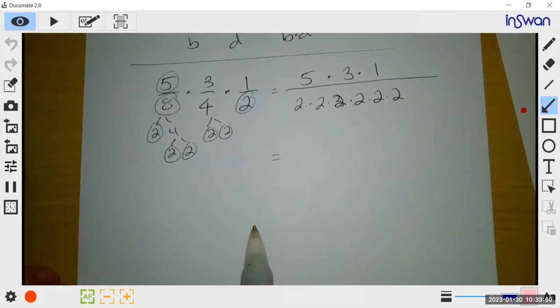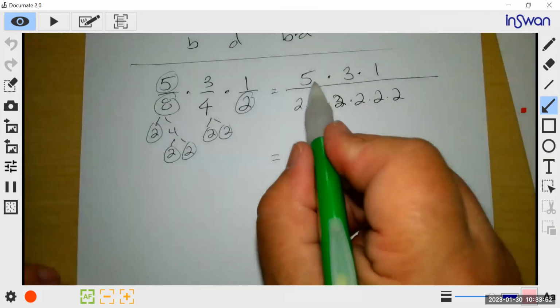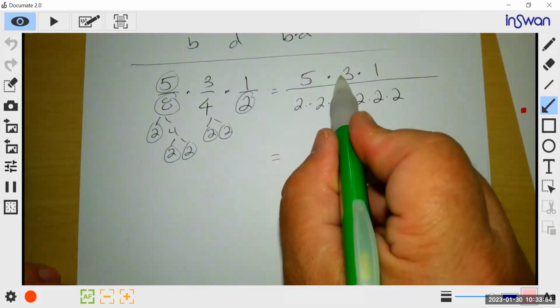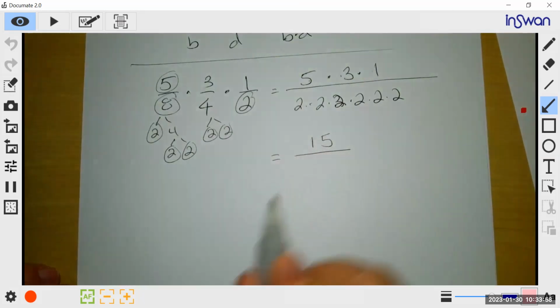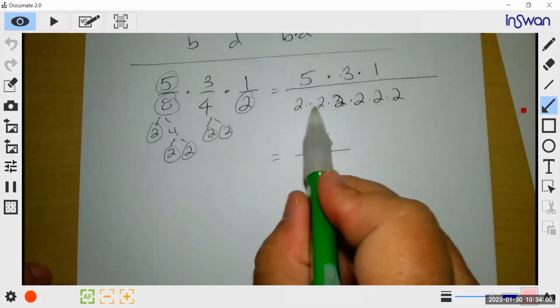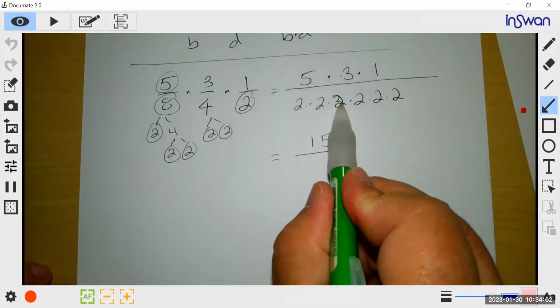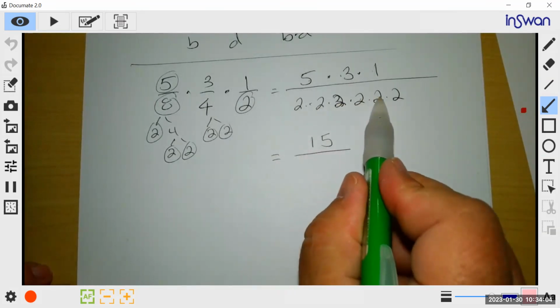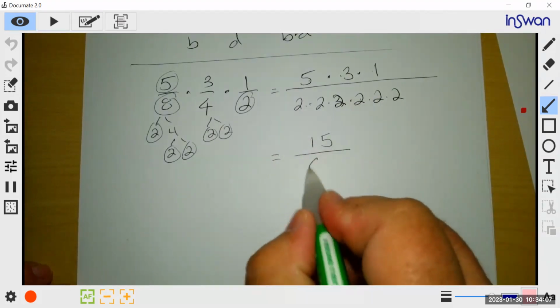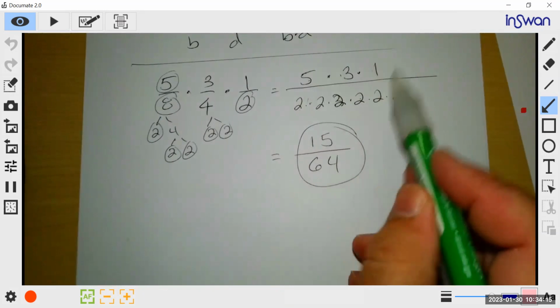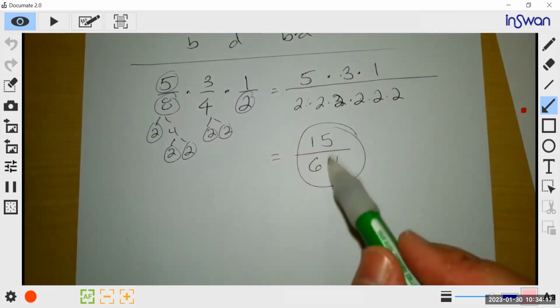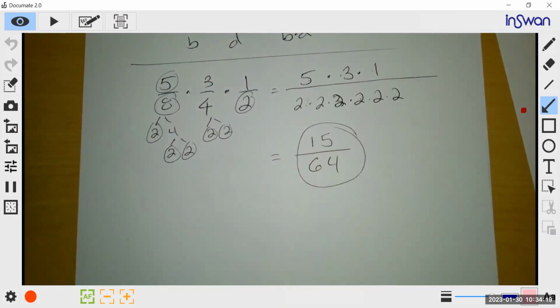Nothing cancels. So multiply top by top. 5 times 3 is 15, times 1 is 15. 2 times 2 is 4, times 2 is 8, times 2 is 16, times 2 is 32, 64. That's as far as you go. It cannot simplify any further. If you can't cancel here, then you can't simplify any further there. It's already done. All the simplification is done.